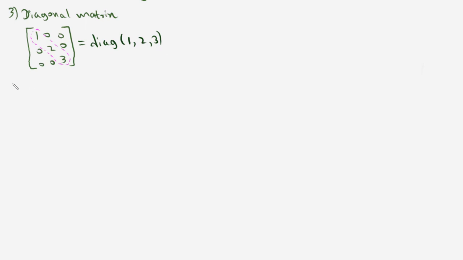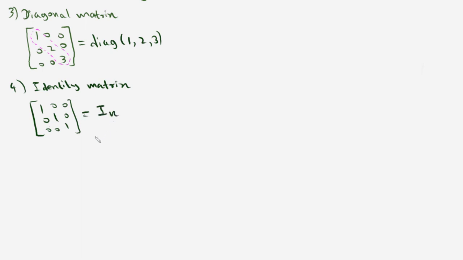The fourth type of matrix is the identity matrix. An identity matrix is a special type of diagonal matrix where each and every element existing within the diagonal is 1. Such a matrix is an identity matrix, and we represent it as In. This is again a very essential matrix as well. And there are triangular matrices as well.